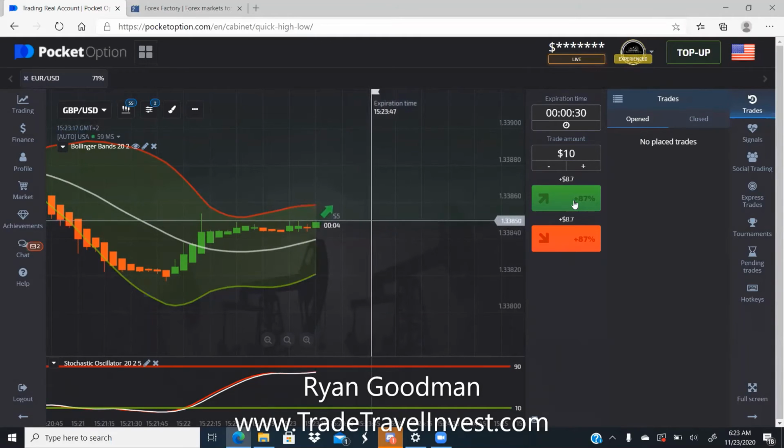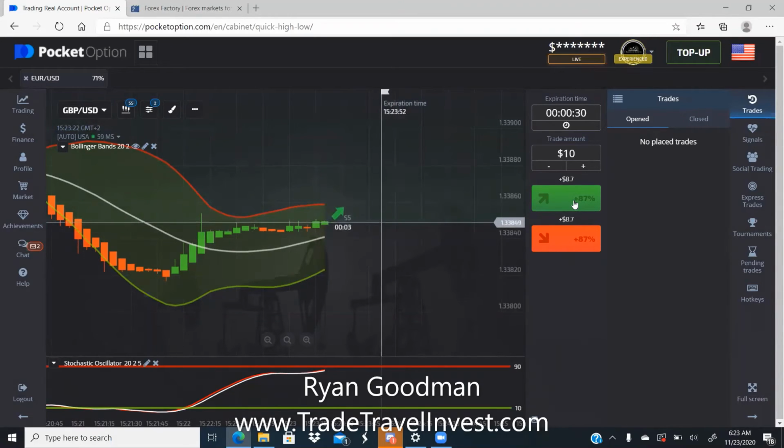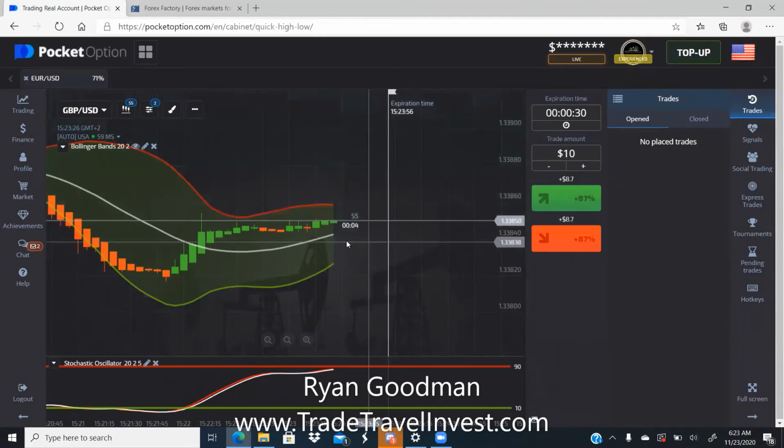This is clearly an exhaustion. It's probably going to keep on pushing to the upside. I just want to get a good entry in. Hopefully it'll drop a little bit further and touch that middle band. That's what I would like to see.